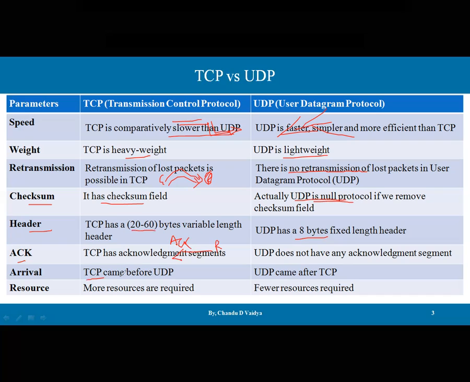Then arrival. TCP came before UDP, whereas UDP came after TCP. This is the arrival and invention. Resources. TCP requires more resources as compared to UDP, because while I set up a connection, we require some time. Then on that path, data can be transmitted, and then termination also happens. So processors and memories are prerequisites to be available for that communication before anything happens. These resource requirements are high for TCP. In terms of UDP, fewer resources are required. So these are more differences.